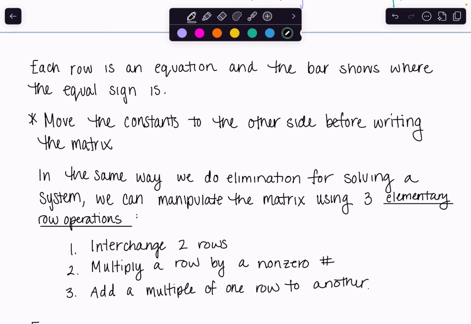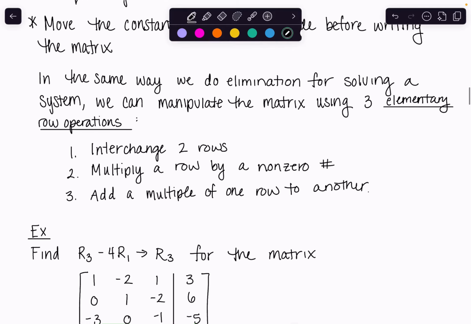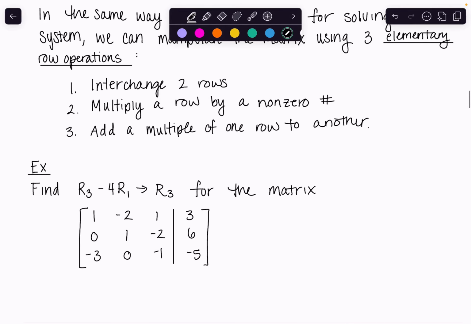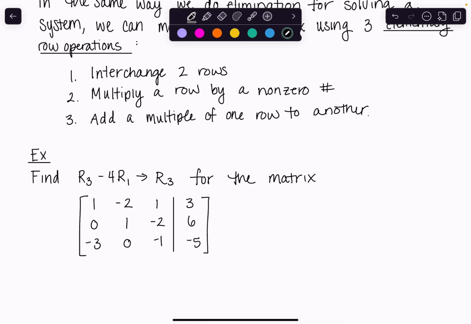So we do have a notation to distinguish how to apply the elementary row operations. So we're gonna practice that before we again solve the system. So for this, we're gonna find R3 minus 4R1, then we have this arrow and then R3. Hopefully it's pretty self-explanatory what all of this means. R is standing for row. So this first piece means row 3.